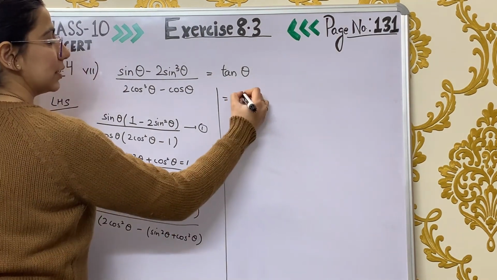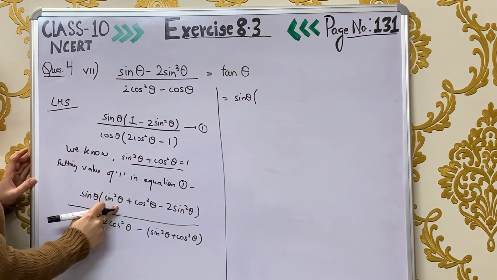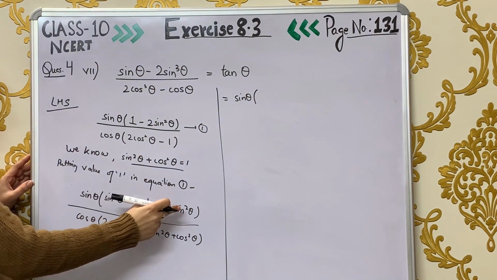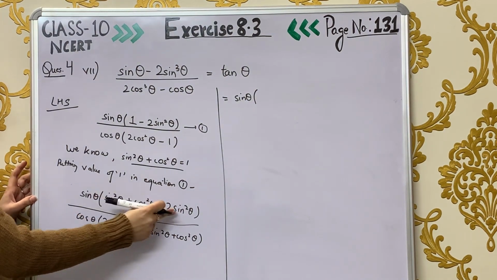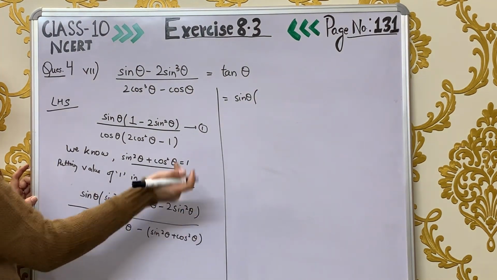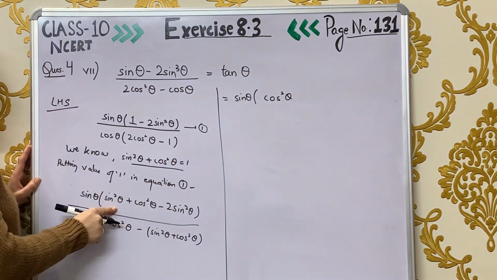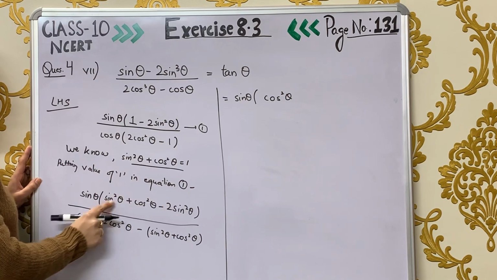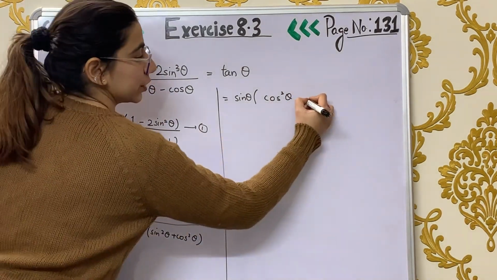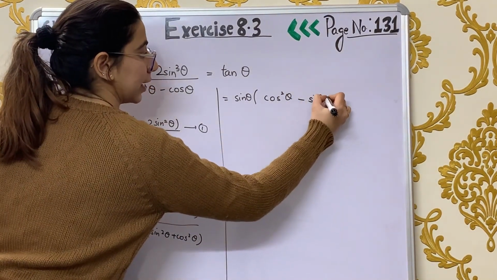So sin theta upon (sin square theta plus cos square theta minus 2 sin square theta). So we can write this as cos square theta minus sin square theta, right? Because we have minus 2 sin square theta and plus 1 sin square theta, so minus 2 plus 1 is minus 1. So cos square theta minus sin square theta, right?